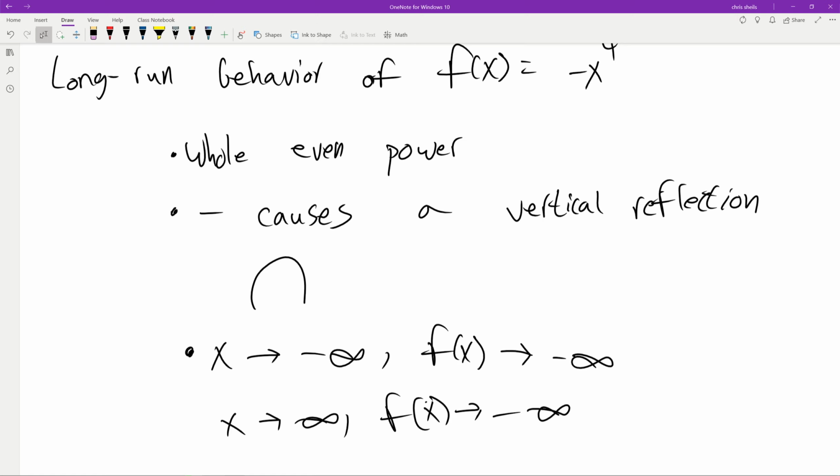All right, and that's it for long run behavior. I'm going to make another one on polynomials next.